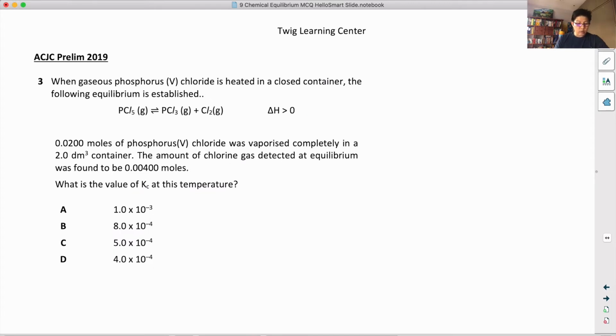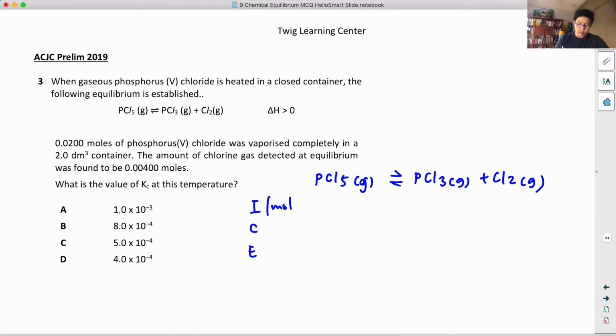Okay, same equation, but now they ask you to calculate the Kc, so maybe I'm just going to write out the equation and we do some calculation. PCl5 gas goes to PCl3 gas plus Cl2 gas. Okay, so I'm going to put ICE. All right, so this is all done in terms of moles. So this is 0.02 moles, right? Vaporized completely in a 2 dm cube container.